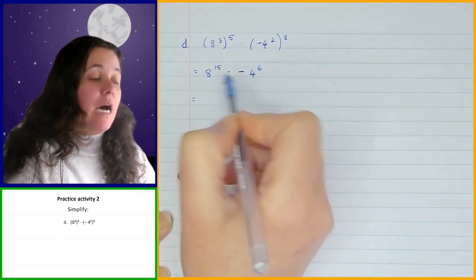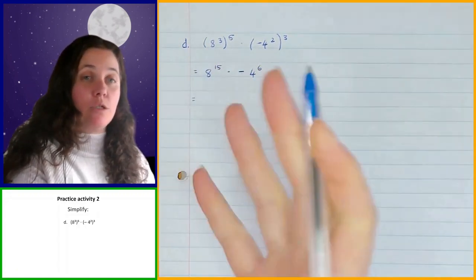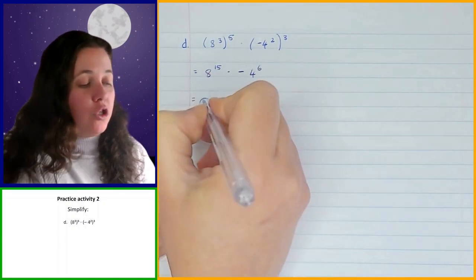Okay, so now I'm going to multiply these together. But in order to do that, I have to have the same bases to be able to actually work with them. So what I'm going to do is I'm going to change this to 2 cubed.